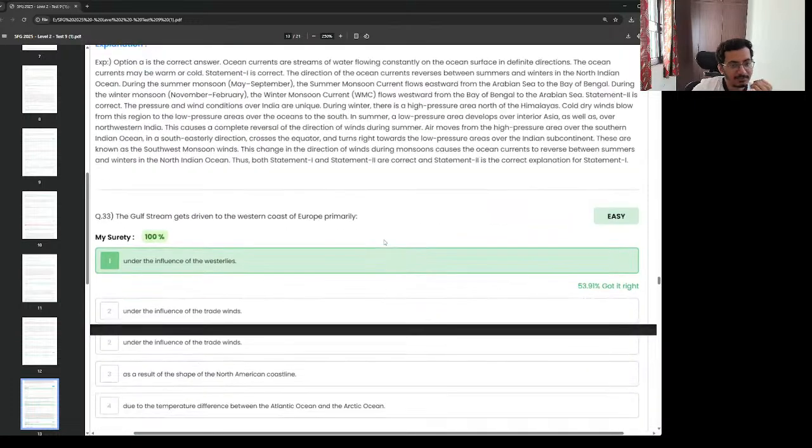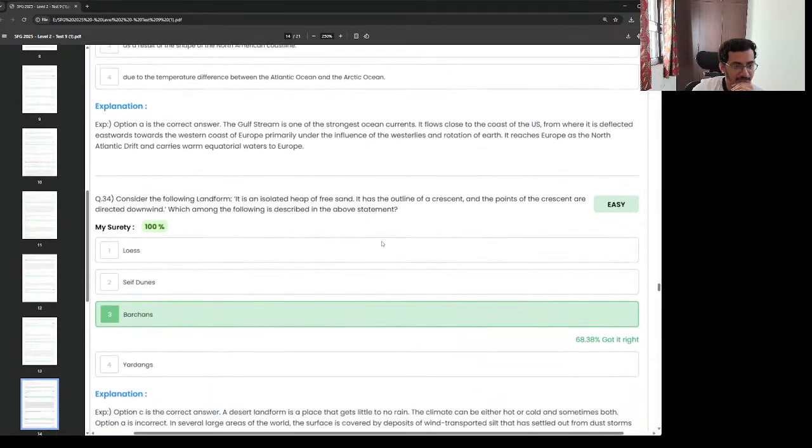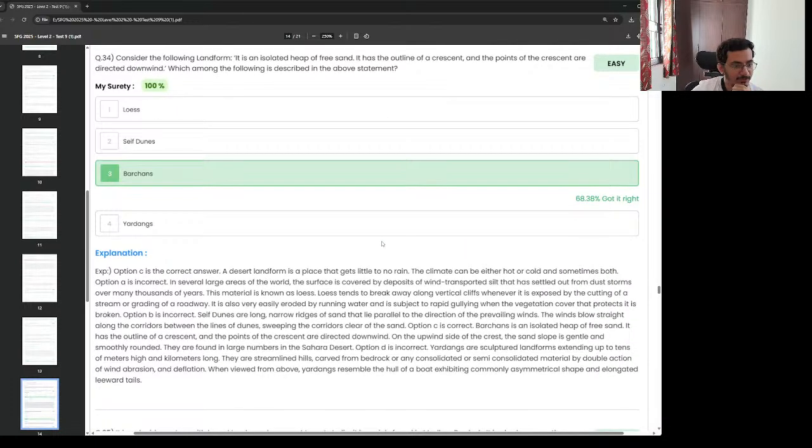The Gulf Stream gets driven to the western coast of Europe primarily due to what? Yeah, westerlies. This is an easy question. Another easy question. Then consider the following platform. It is an isolated hypothesis land. Yeah, this is the one that we see about.